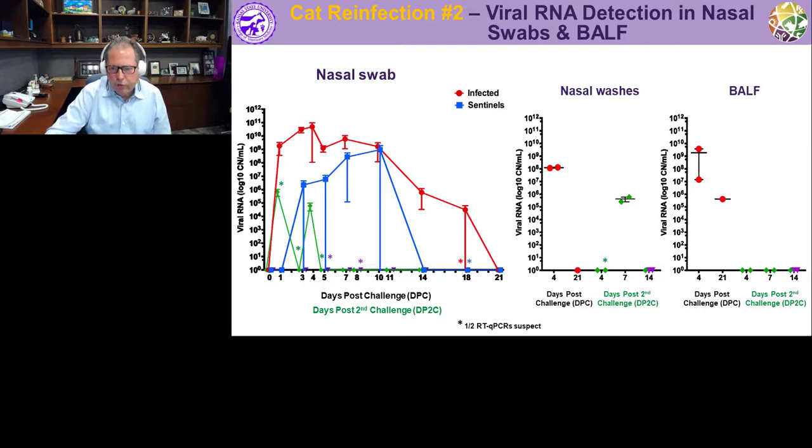If we look at nasal swabs, on day 4, both animals which we necropsied were negative. However, we saw in both animals at day 7 positivity. And all the 3 animals were negative on day 14, including the sentinels. Similarly, if we look at bronchoalveolar lavage fluid, they were negative in the reinfected animals on day 4, 7, and 14, and also the 2 sentinels were negative on day 14.